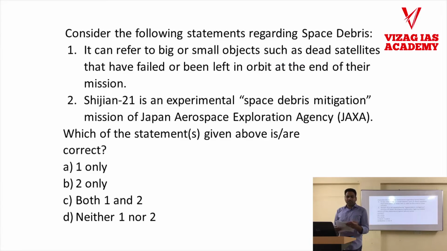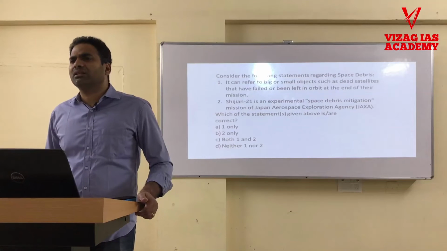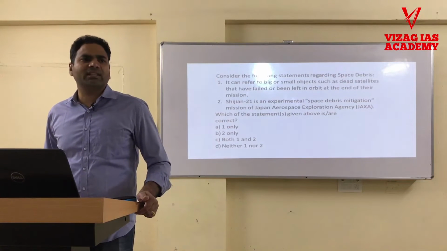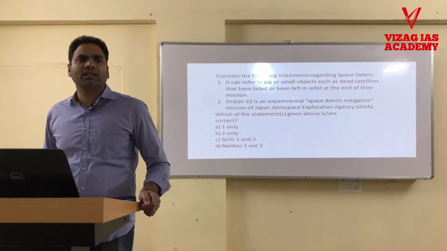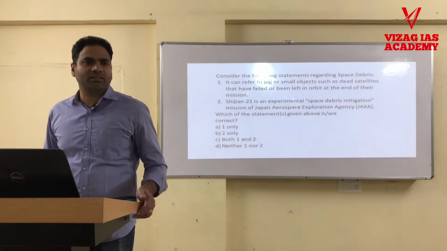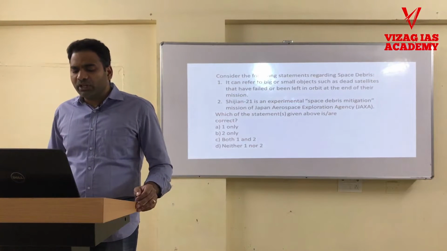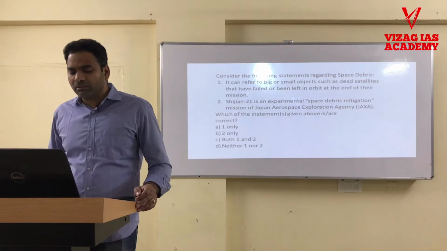Consider the following statements regarding space debris. It can refer to big or small objects such as dead satellites that have failed or been left in orbit at the end of their mission. It is not just dead satellites, it can also be paint particles, anything that obstructs or something which is not required there is termed as space debris. Okay. Shijian 21 is an experimental space debris mitigation mission of Japanese Aerospace Exploration Agency.